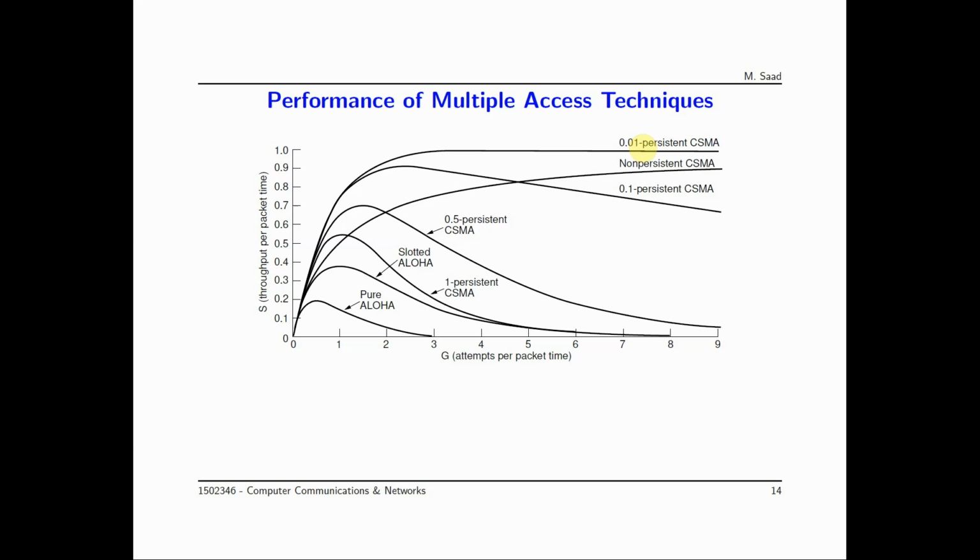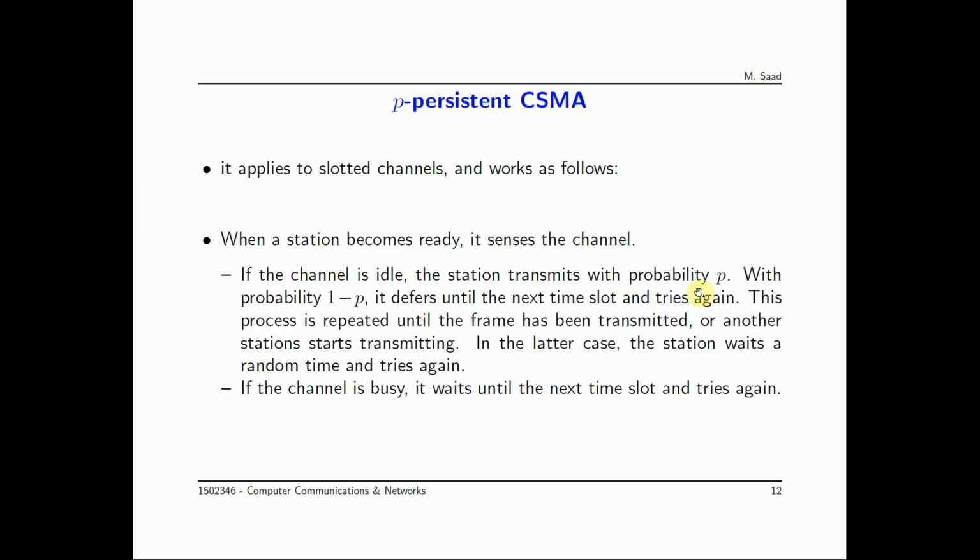So what is the trade-off here? What is the effect of changing the value of P? If we reduce the value of P, what happens? What do you think happens? If P is 0.5 or 0.1 or 0.01, what is the effect? The effect is that we reduce the chance of sending if a station finds the channel idle, and thereby basically attempting to reduce the collisions as well. That's why we have the probability P in the first place.